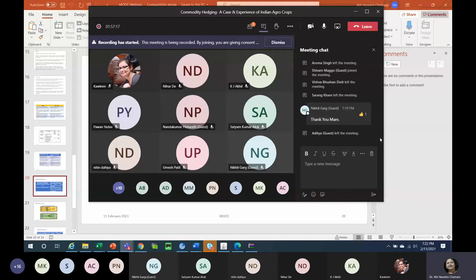Are my slides completely not visible? I'm making them smaller because I want to be able to see if I get disconnected, right? So I'm depending on my colleague now to tell me if I get disconnected. I'll be depending on her to tell me if you can't hear me.